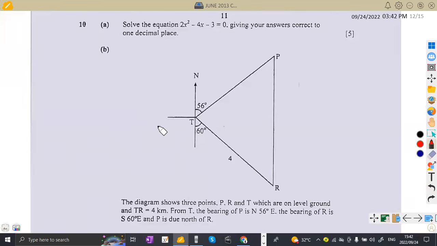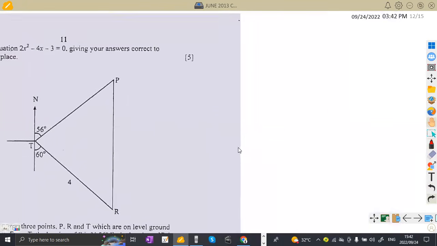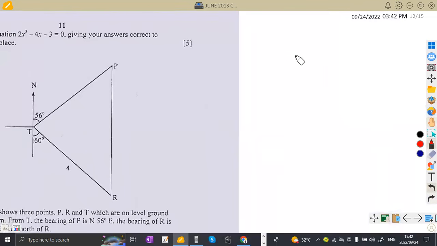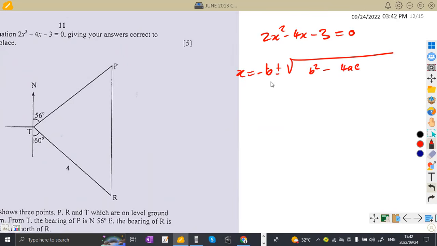Let us see question 10. From question 10, solve the equation. That's a quadratic equation. So as you know, guys, your quadratic equation, you have to use the quadratic formula. Okay, sorry, I wanted to mark first. Okay, you have to use your quadratic formula. So this equation, we are given 2x squared minus 4x minus 3 is equal to 0. So using our quadratic formula, we know that x is equal to minus b plus or minus the square root of b squared minus 4ac, everything over 2a.